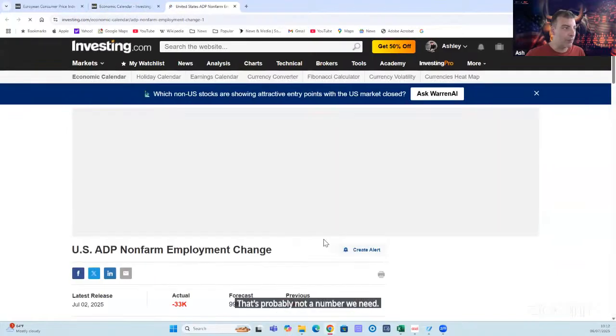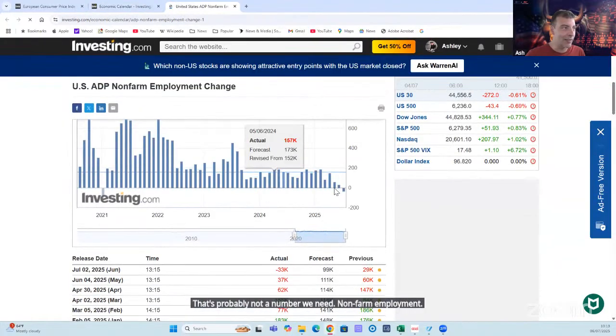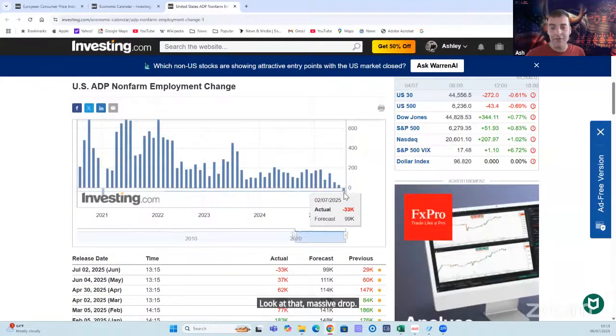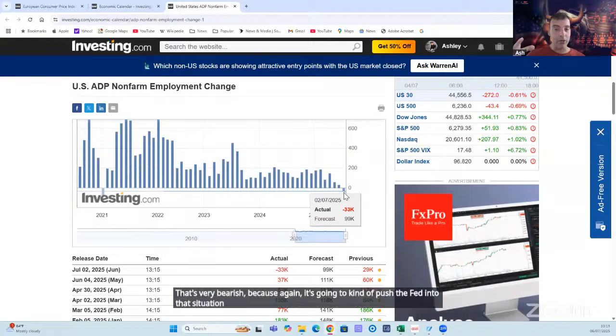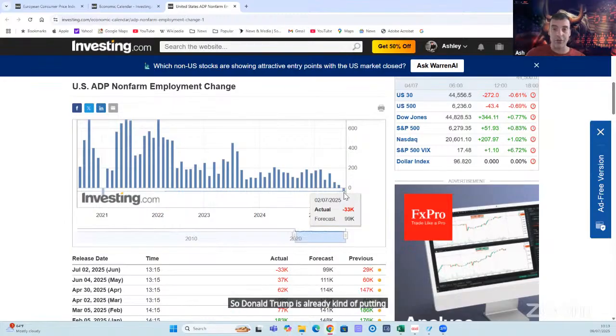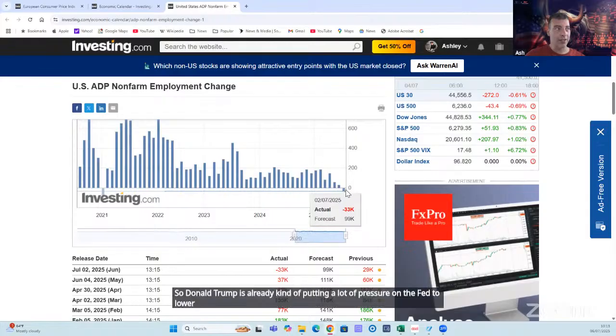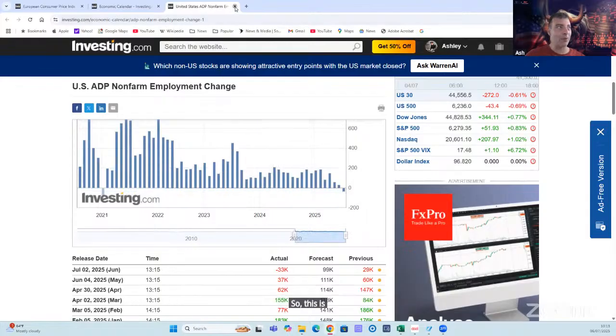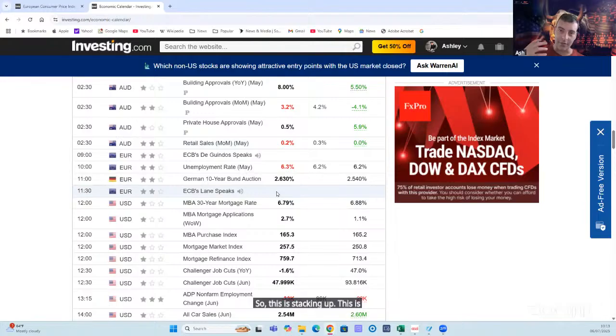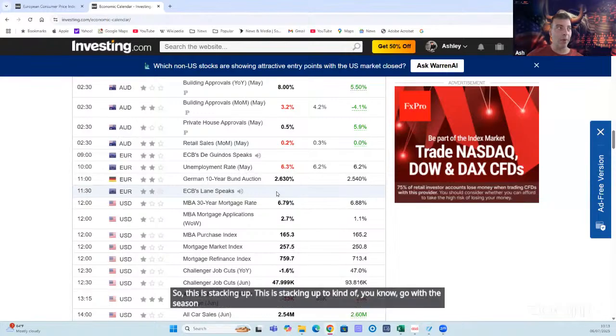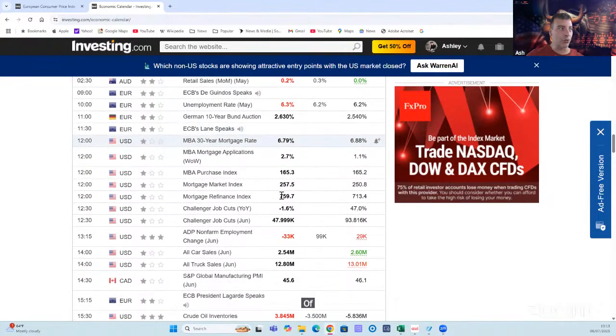Non-farm employment, look at that massive drop. That is very bearish for the dollar. That's very bearish because, again, it's going to push the Fed into that situation. Now, remember, you've got an incredibly dovish president right now as well. Donald Trump is already putting a lot of pressure on the Fed to lower interest rates. So this is stacking up to go with the seasonal bias of a dollar-yen short.